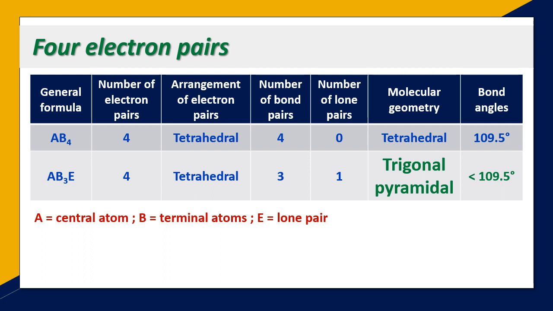For a central atom of a molecule with 4 electron pairs, in which 3 of the electron pairs are bond pairs and 1 lone pair, it will produce a molecular geometry of trigonal pyramidal. The bond angle will be less than 109.5 degrees.